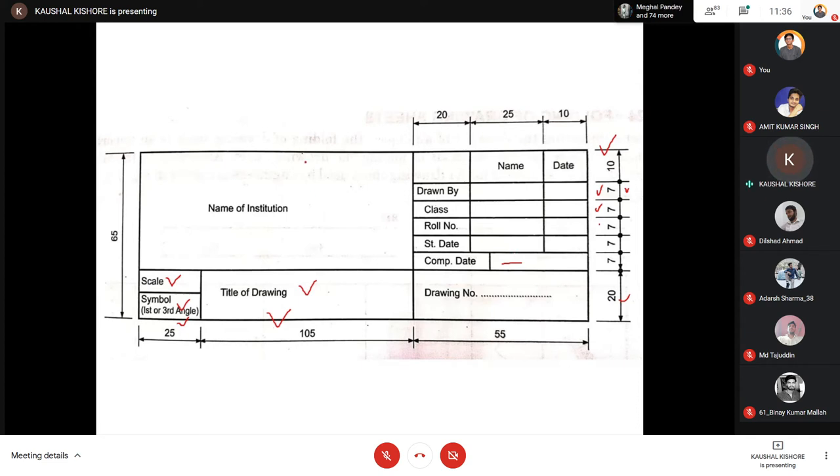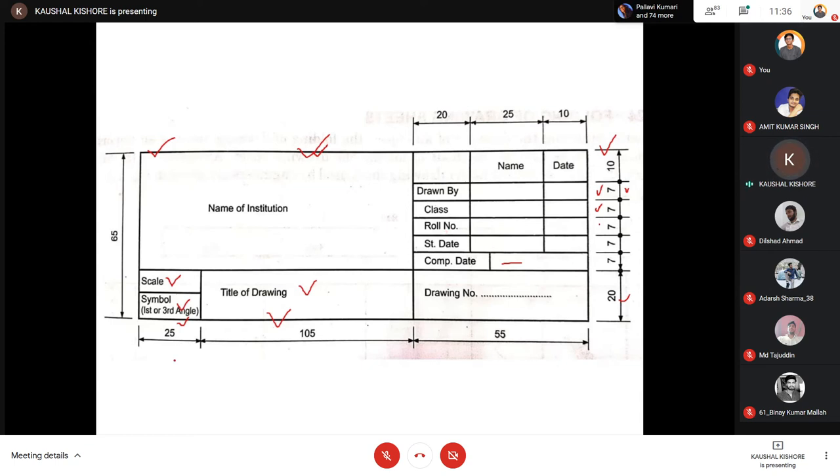So for all the title blocks, this line, the title block line, this is the block, this is the continuous thick line. You have to draw this line with the help of either a 1H pencil or an H pencil. You have to write only name and roll number with the help of a pen; otherwise, everything you have to write with the help of a pencil.